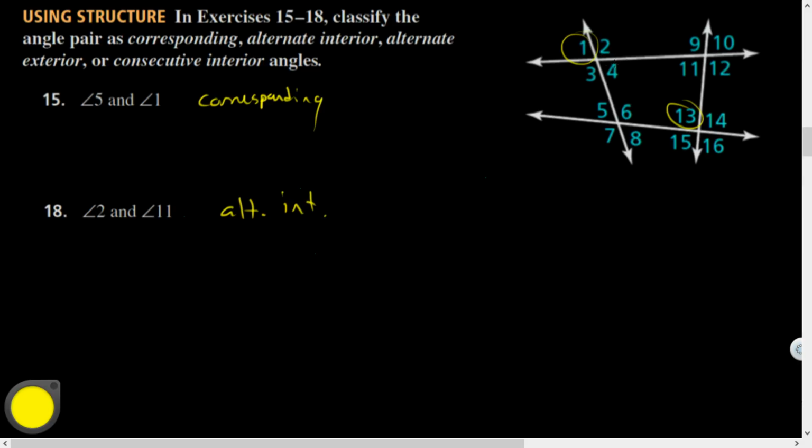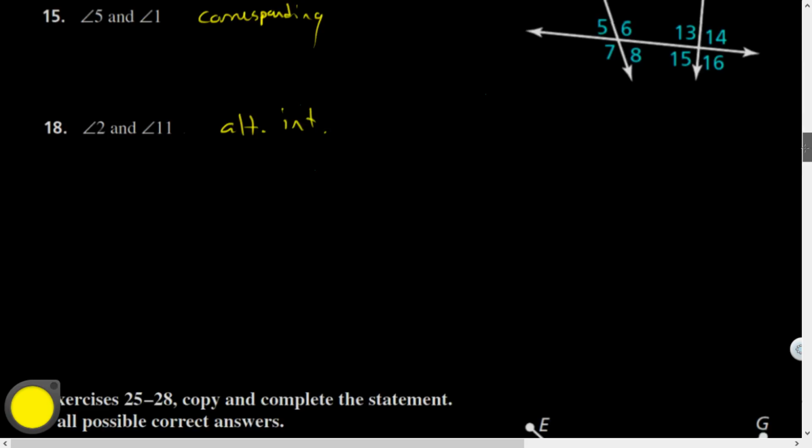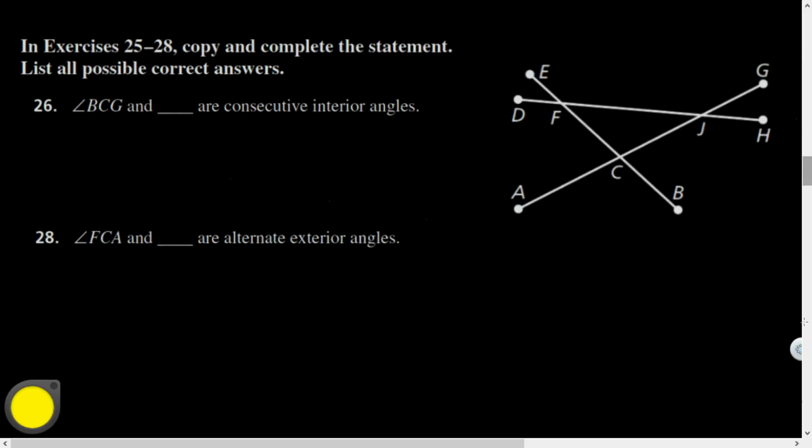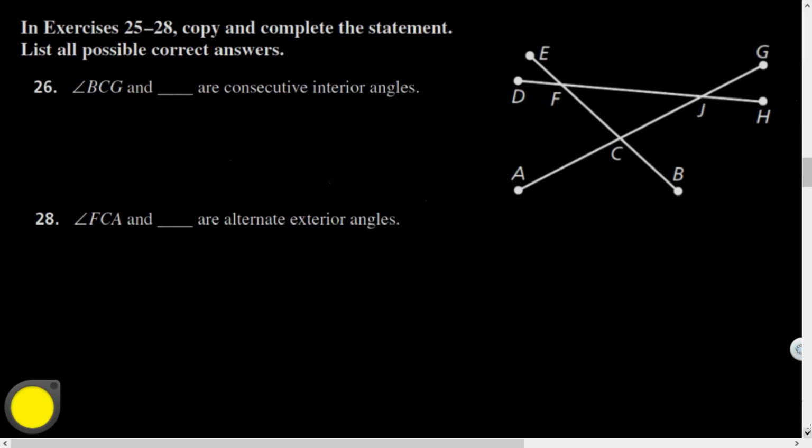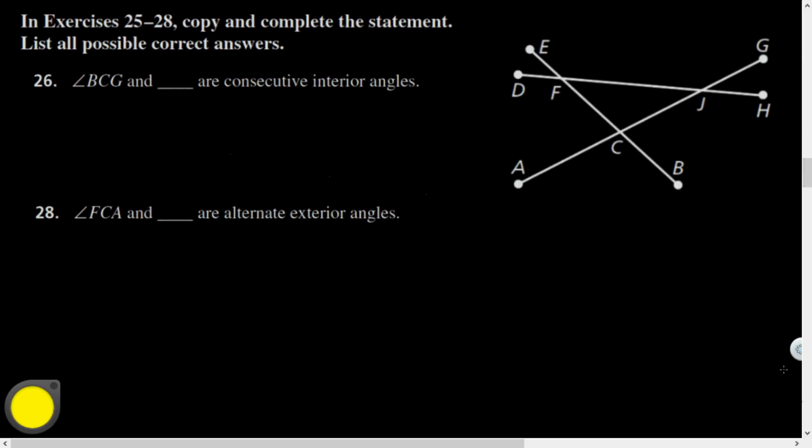I've had students sometimes say that would be corresponding, but you could kind of assume transitive corresponding if that was a thing. But there's not a relationship between these because these intersections are not composed of lines that are the same. And lastly, at least we had an easy assignment over the vacation. Copy and complete the statement. List all possible correct answers.